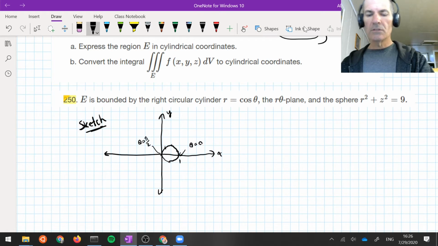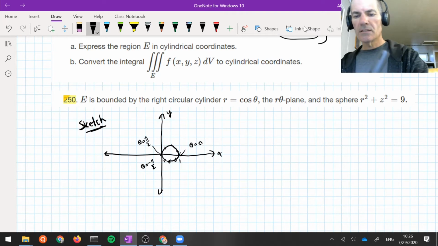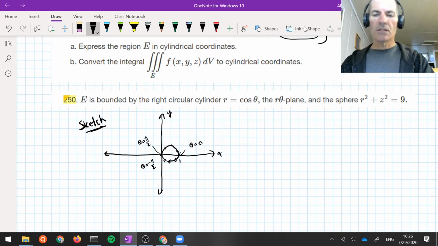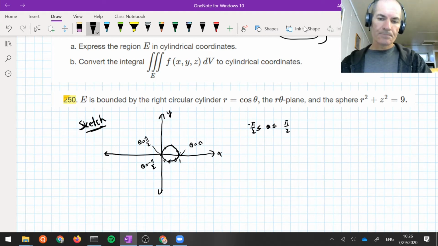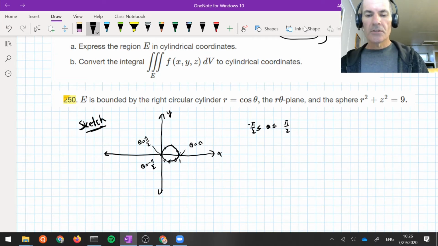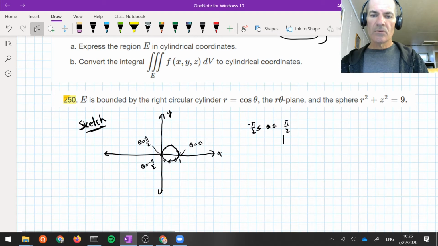And alternatively, you could decrease theta and go around the bottom part of the circle until you get here, and that would be theta equals minus pi over 2. So a nice interval that fully describes this circle in the xy plane is just theta from minus pi over 2 to pi over 2, like that. And indeed, those are going to be the limits of integration in the theta direction when we finally get to that point.